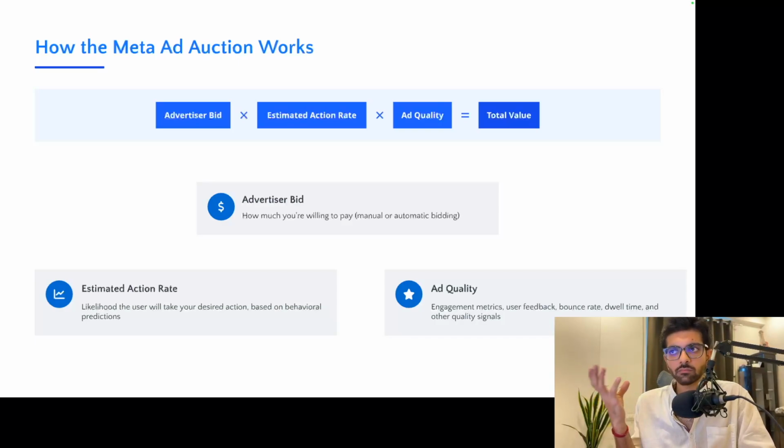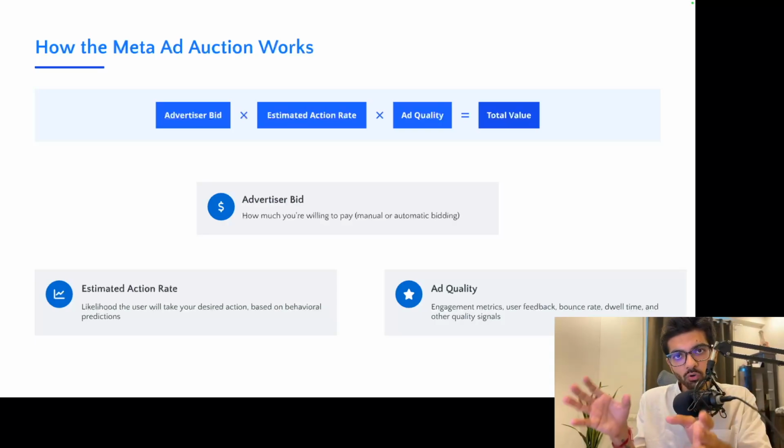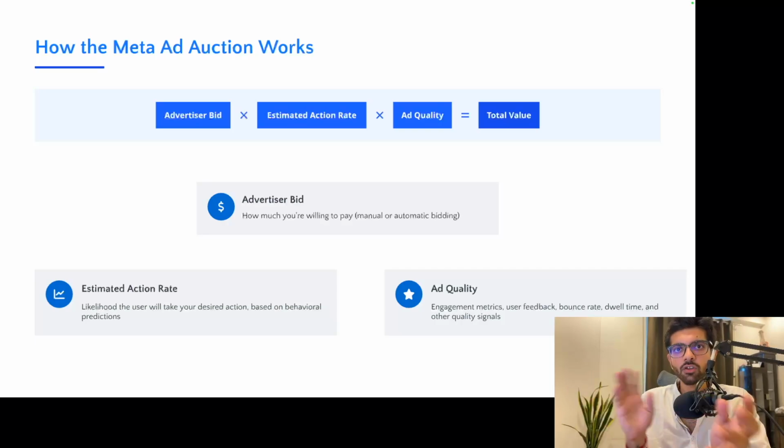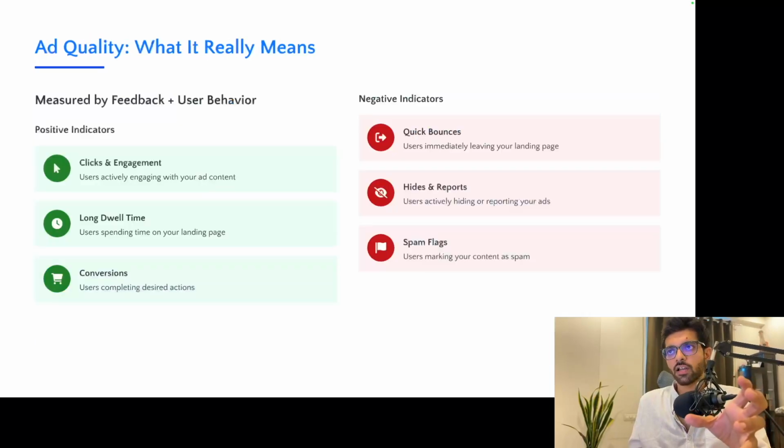Now just think about it. If your ad quality is higher, right, and your advertising bid is lower, the ad quality will actually make up for your advertising bid, so the total value will be better and you will have to pay less versus your competitors, right? Just to give you an example of how this will function in terms of our understanding, right?